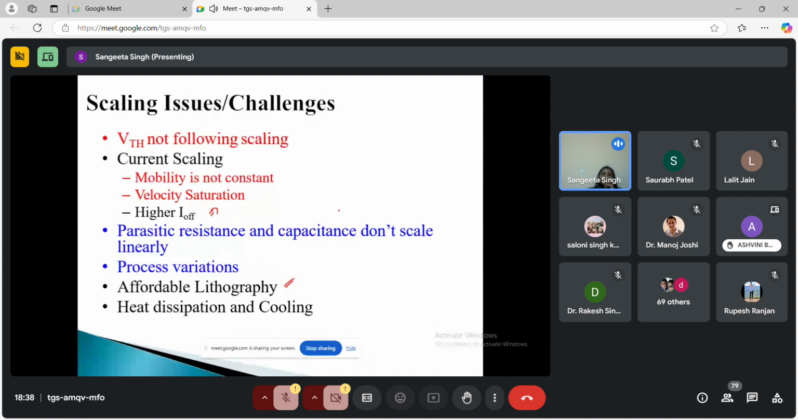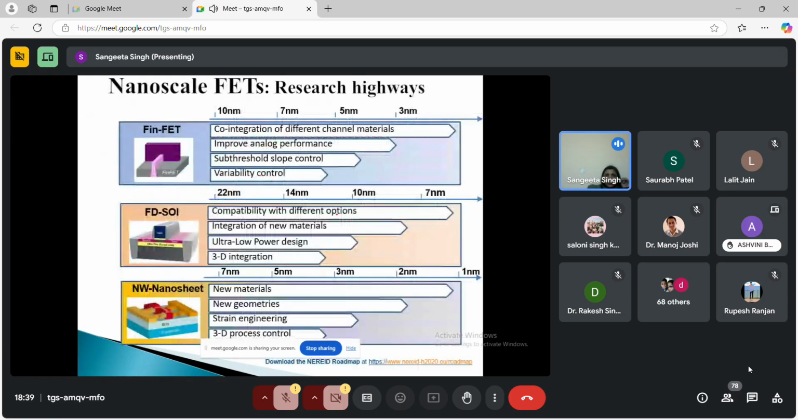So your mobility is also not constant, velocity getting saturated. All these things resulted in a bottleneck, and that bottleneck has motivated us to go beyond CMOS, right? So this is how our research till nanoscale FET is here. Industry is working very fine.